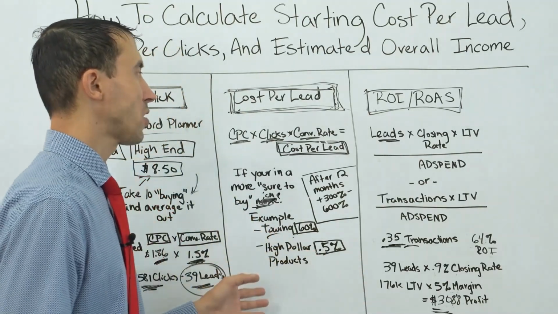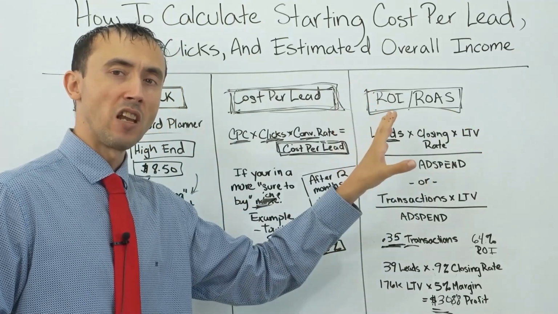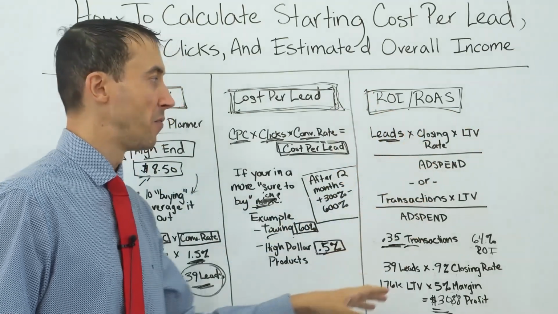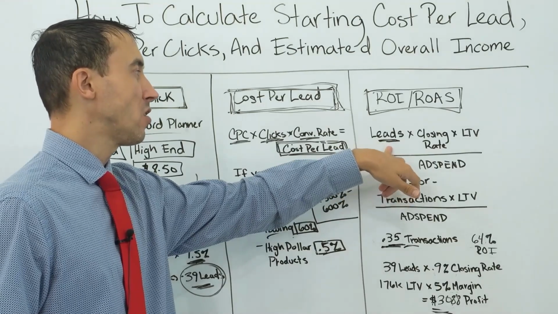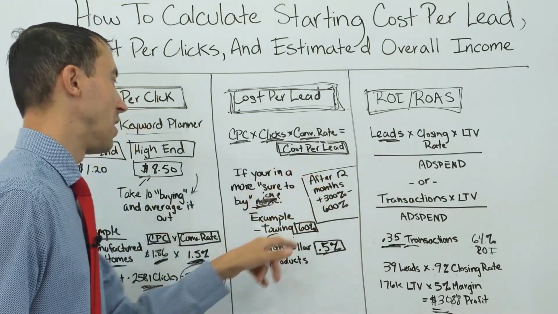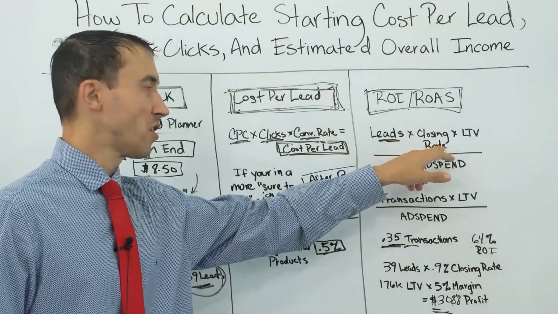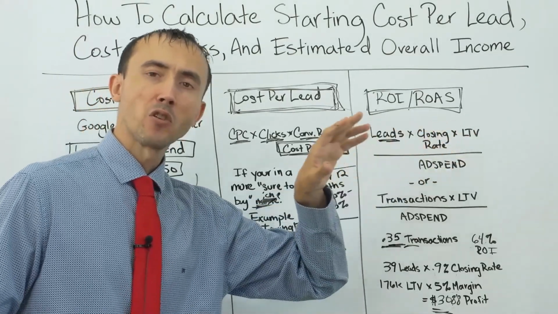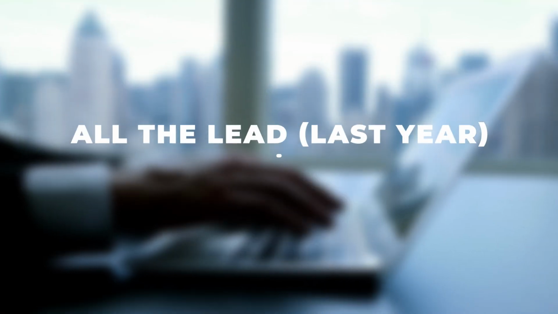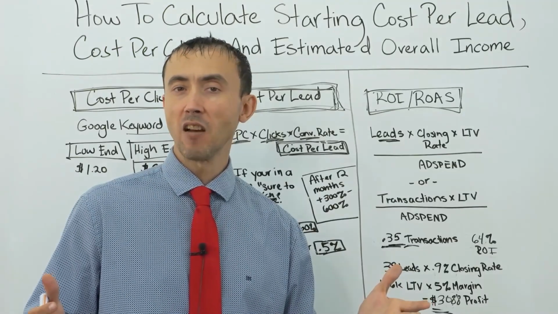So once you know what your cost per lead is, now you can calculate what your ROI would be at a certain cost per lead and know if it is profitable or not. If you're doing lead generation, you take your budget divided by your cost per lead, and you'll know the number of leads you're going to get. And then you take your closing rate, which if you don't know, you ask your salespeople, or you look at all the leads you had in the last year divided by the total unique customers you've had, and that'll tell you your closing rate. So it's not that hard to figure out.